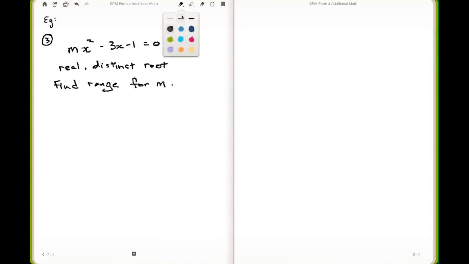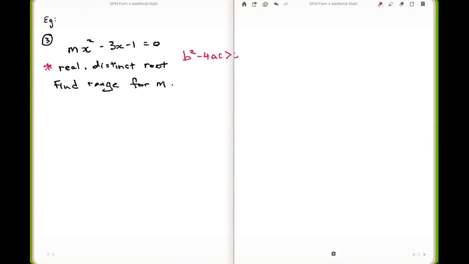Now to start with, in order to solve this question, the keyword is here: real, distinct roots. Real means b squared minus 4ac is greater than or equal to 0, but since it's distinct roots, therefore it's greater than 0. Let me redraw it.